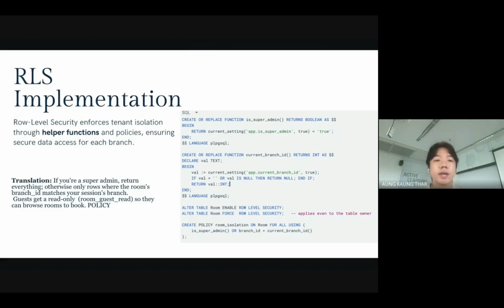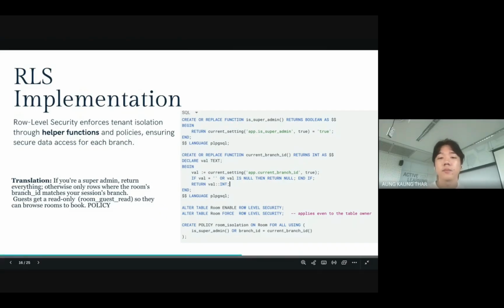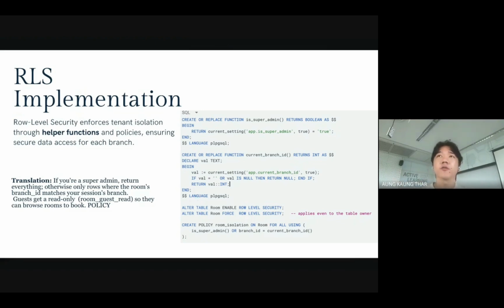And we also implemented read policies here. For example, a guest can only view the data, like available rooms and stuff. It doesn't have read-write access. It can only see the payment information of themselves, not of other persons.